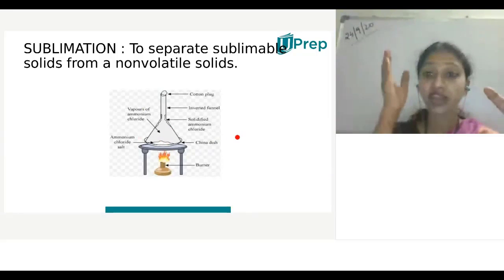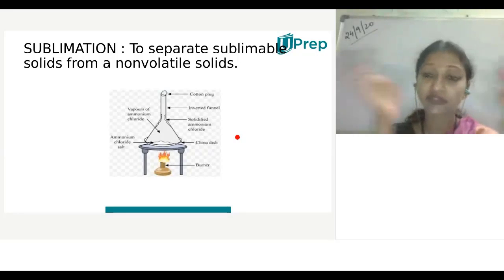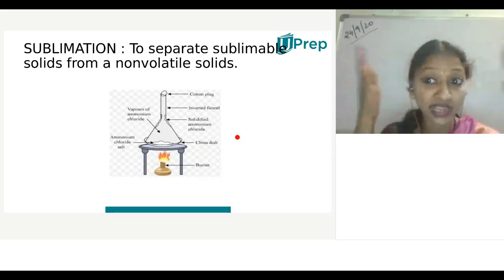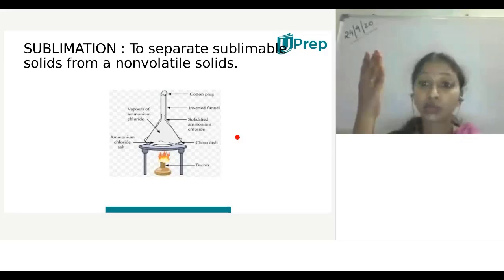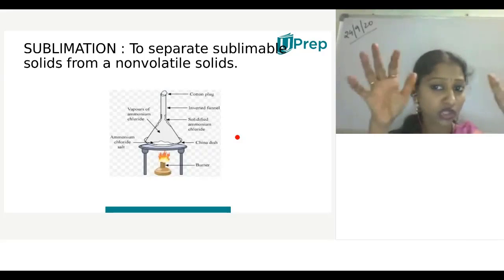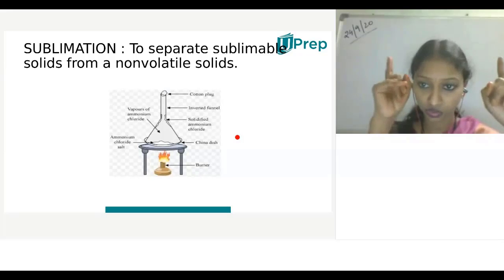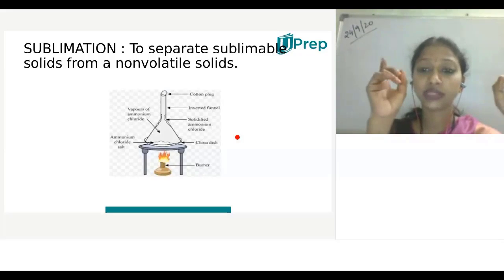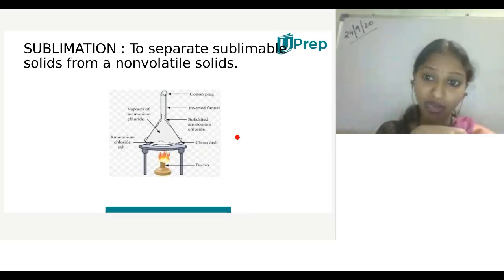Why? Because if I have taken common salt and ammonium chloride, which is also a salt, and mixed both, we can't tell them apart even by taste. Why? Because they are chemicals. Ammonium chloride is a chemical, we can't taste it. Understood, children? If we add water and do filtration, both will mix up. So definitely we'll go with the sublimation process only. This sublimation process is used to separate the sublimable salt from the non-volatile salts.